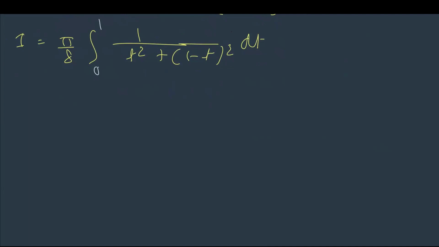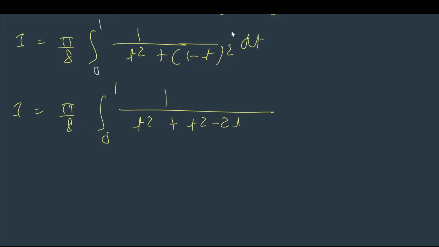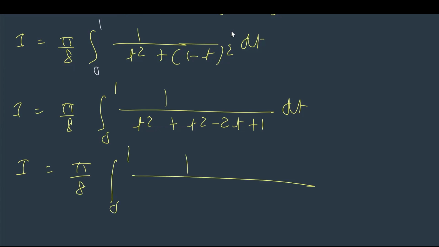Now from here, what will we do? Partial fraction? No, completing the square will be applicable. This is pi over 8 integration 0 to 1, 1 over t square. Expanding this, a plus b whole square, a square minus 2ab plus b square dt. This is pi over 8 integration 0 to 1. What I can write this as: t square plus t square is 2 times t square minus 2t plus 1 dt.